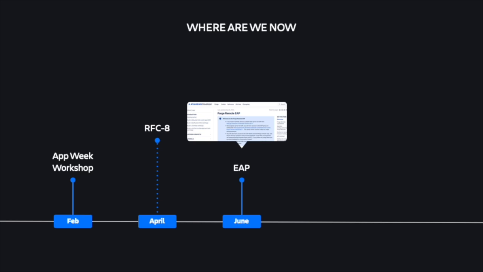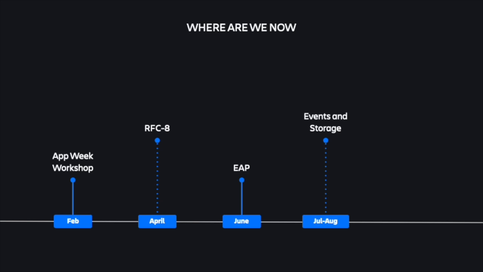We launched the EAP in June, which at first only included the ability to swap out a hosted resolver with a remote endpoint. But then quickly after that, we added remote events and the ability to access storage remotely as well. And then last week, we took all those features to preview, so now you can use them in your production apps.